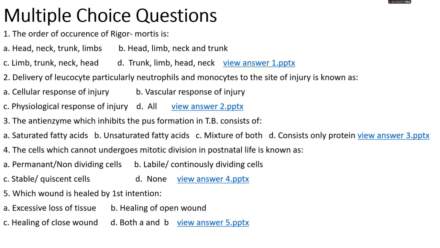Question number one. The order of occurrence of rigor mortis is: option A, head, neck, trunk, limb. Option B, head, limb, neck and trunk. Option C, limb, trunk, neck and head. Option D, trunk, limb, head and neck. The right answer is option B.